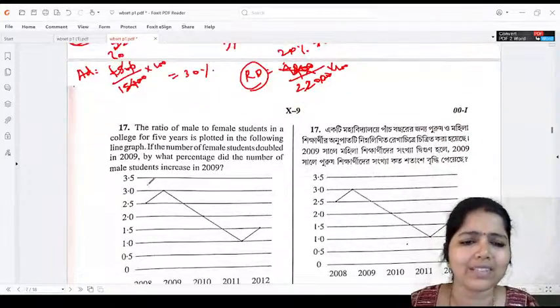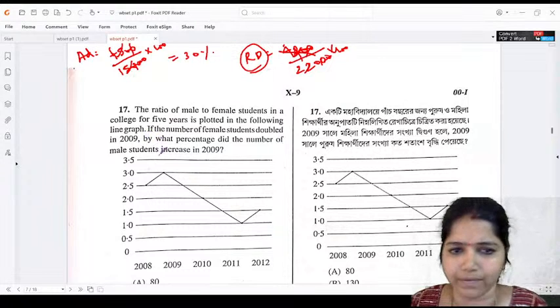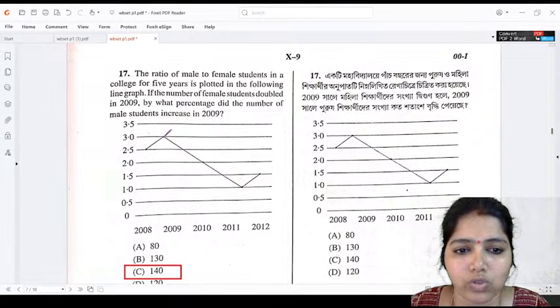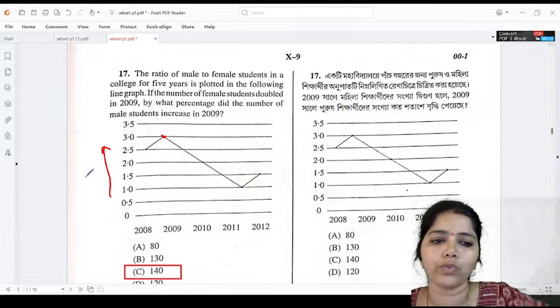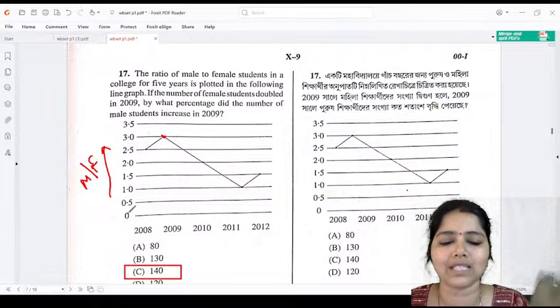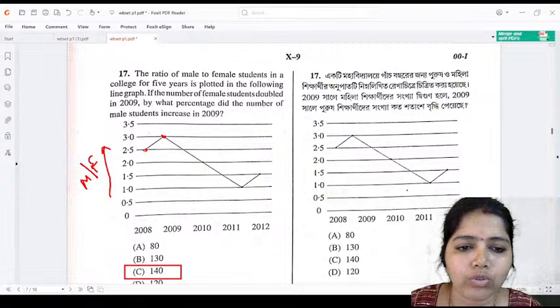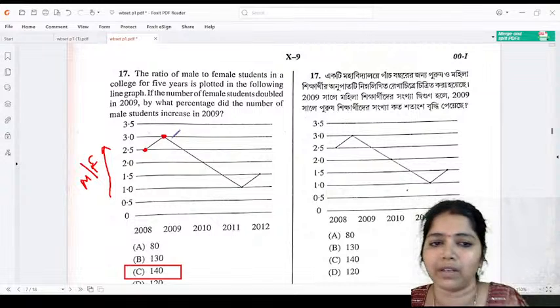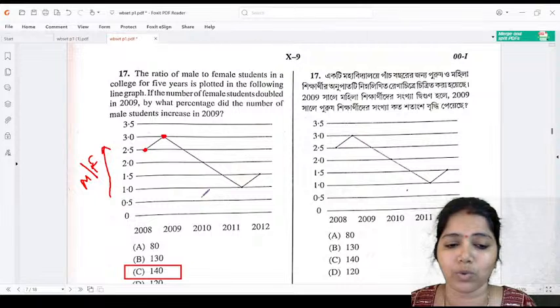Next is a very simple problem. They have given a ratio of male and female students in a college over 5 years plotted in a line graph, and the number of female students doubled in 2009. This is nothing but the ratio of male to female, given on this axis, and this axis is years. Compared to 2008, in 2009 the number of female students has been doubled. What we have to find out is the increase in male students.